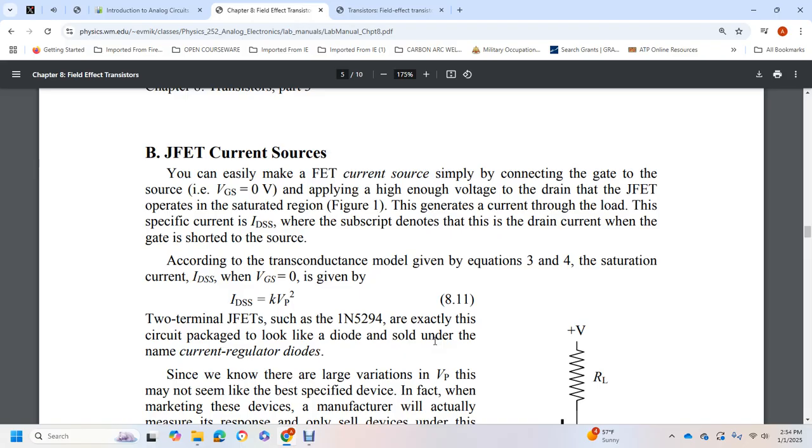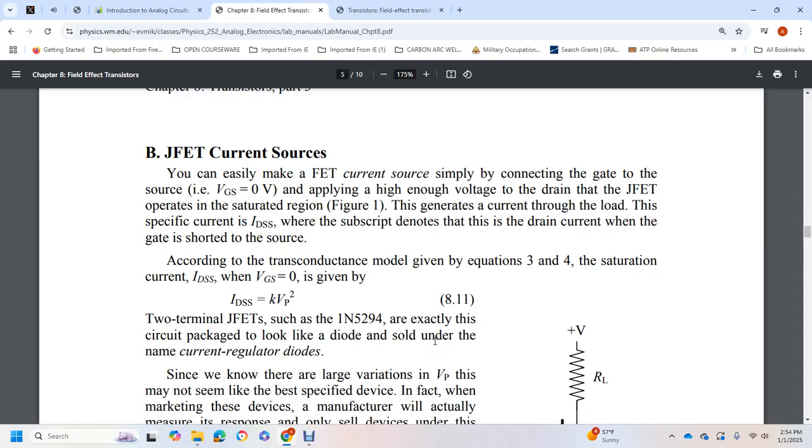Figure 1 generates the current through the load, which is specifically the current IDSS, where the subscript denotes the drain current when the gate is shorted. So we have the drain shorted. According to the transistor model given in equations 3 and 4, the saturation drain current when the gate-source voltage is 0 is given by IDSS equals K times the pinch-off voltage squared.